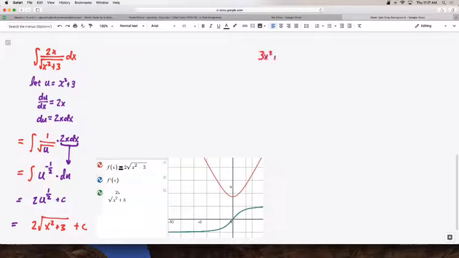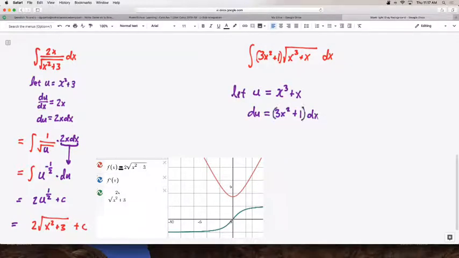So just to show you another example, this is contrived. It's designed to be easy. I see a function inside another function, so this is under the square root, and if I take its derivative, I get 3x squared plus 1. Conveniently, there's a 3x squared plus 1 hanging out right here, so it's an obvious situation. You allow u to be x cubed plus x, and then du equals 3x squared plus 1 dx.